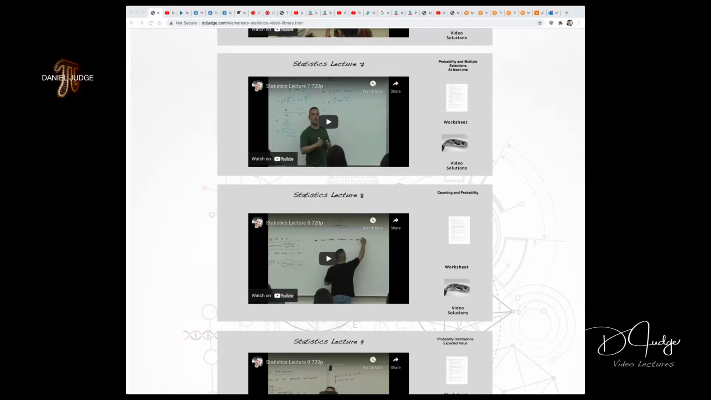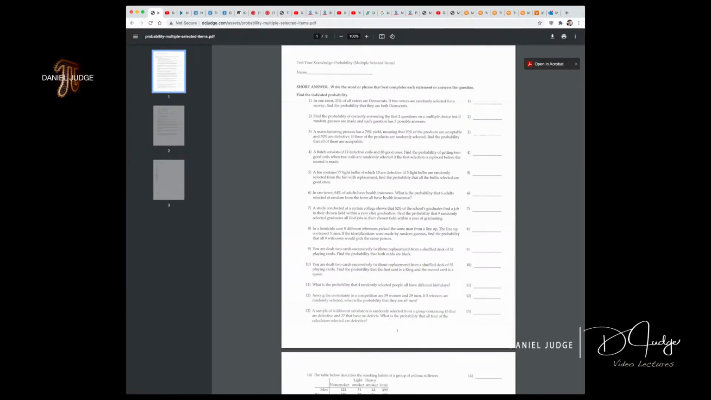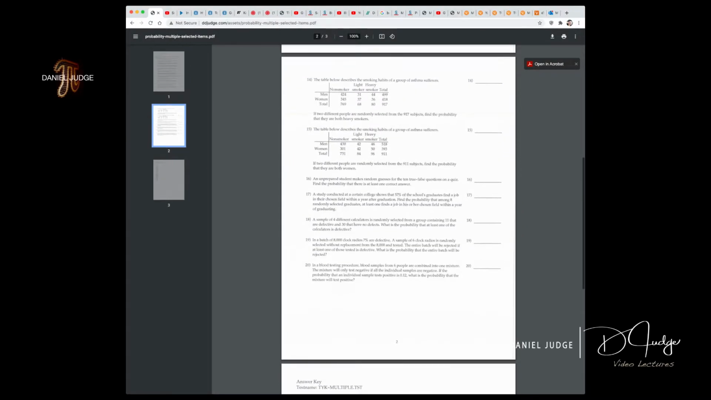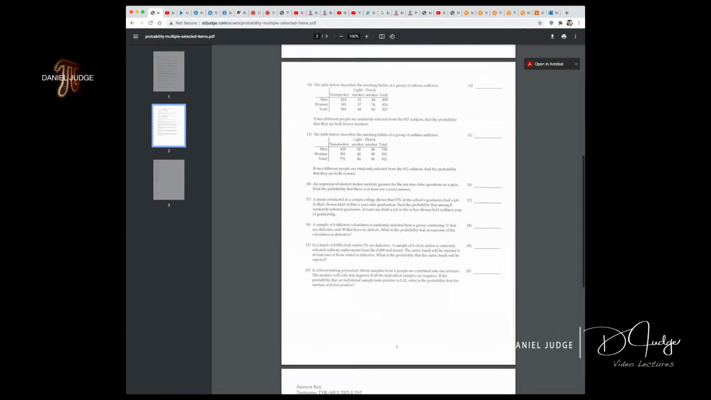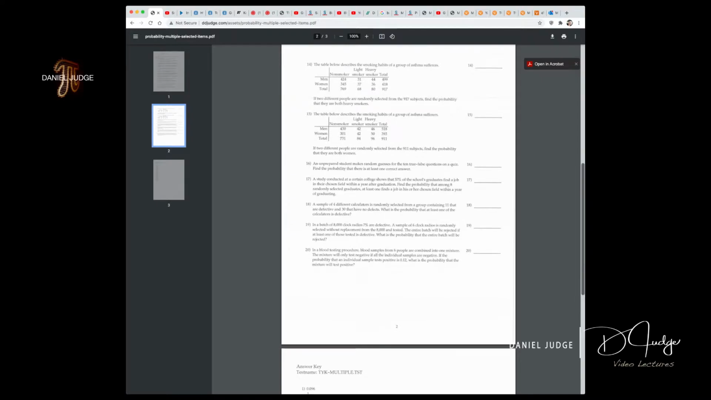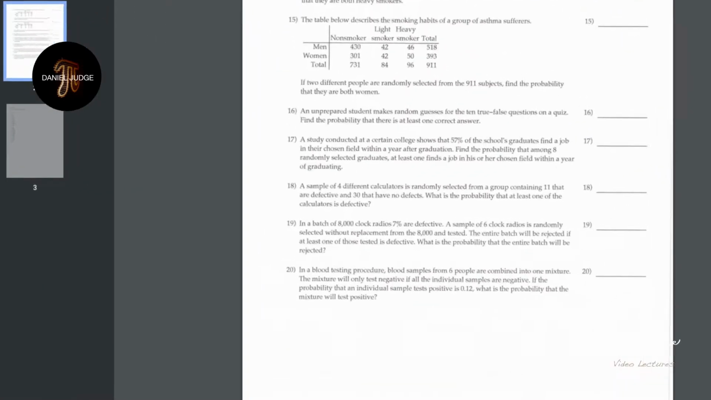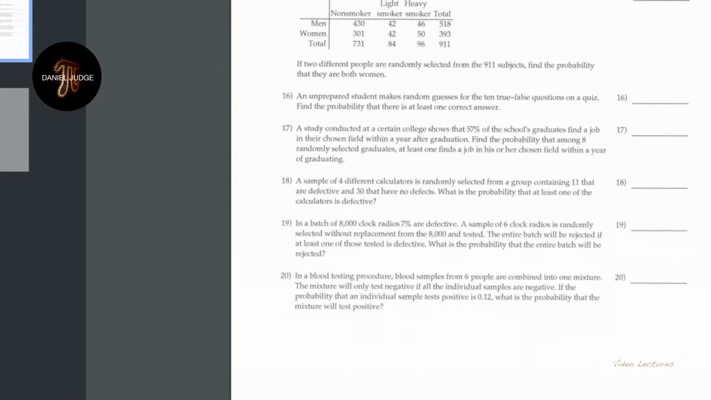Okay, we're going to go over a couple of questions I talked about this week. First question is in Statistics Lecture 7. It's probability and at least one. And so we're going to take a quick look at number 20 here. A very common question. And if we read about this, they're saying we have a blood testing procedure.